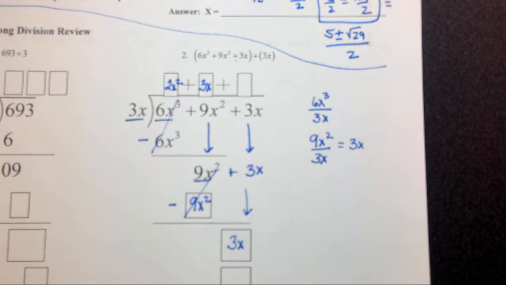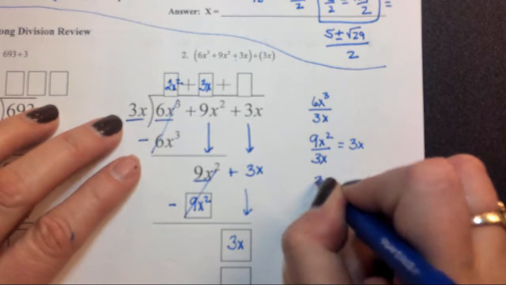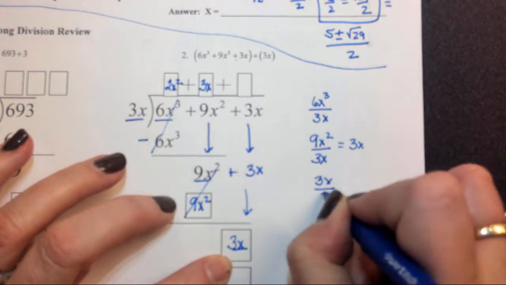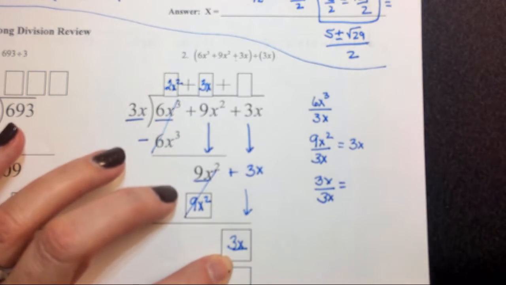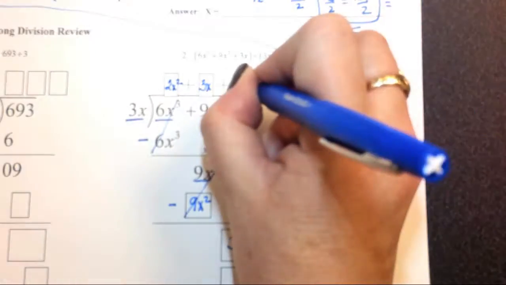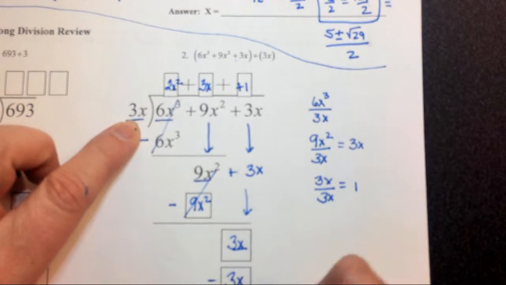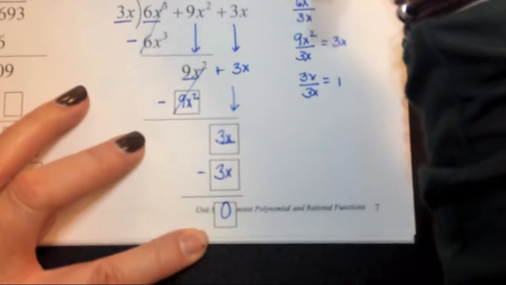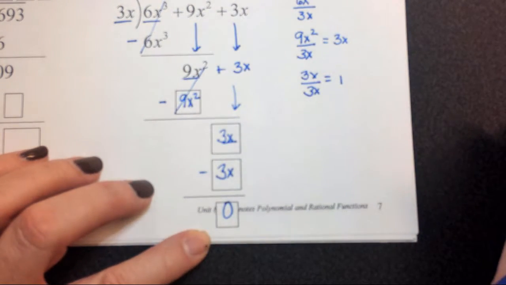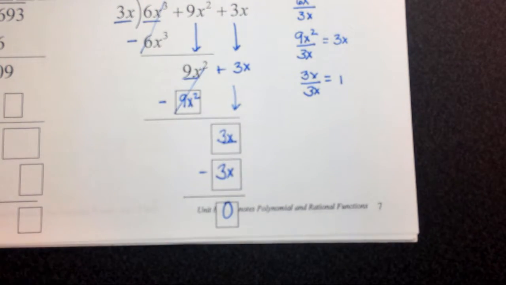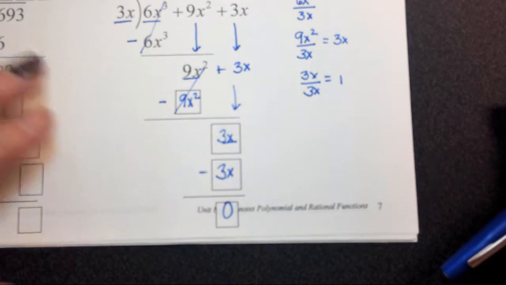Again, I keep going until I can't divide evenly anymore. So now I have to take 3x and divide it into 3x. And what is 3x divided by 3x? 1. So I add 1 at the top. So 1 times 3x is a 3x. I subtract. So what's the remainder turn out to be? The remainder for this one turns out to be 0. So remember the process. Kind of remember this a little bit from last year?